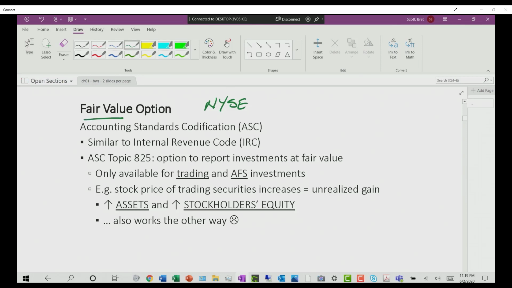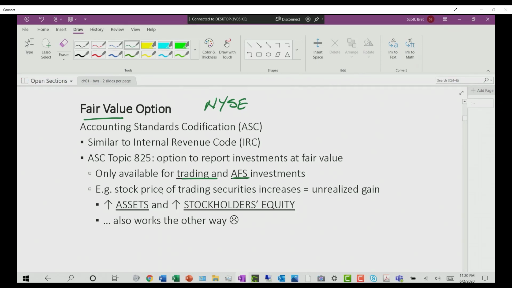So one thing you have to realize is, for instance, that if we have trading or available for sale securities, we can value those mark to market. Mark to market meaning we can adjust it to whatever the closing price is on the exchange. We cannot do that for held to maturity securities because we're not in it for a market gain. We're in it to get interest and get our principal back. So this is primarily the fair value option is for passive investments in trading and available for sale securities.